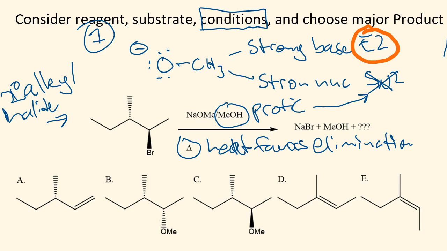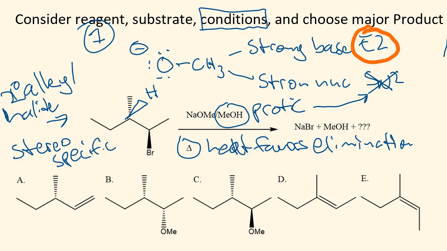Okay, another thing we need to consider now is regio and stereochemistry. Regiochemistry, our base, methoxide, is not sterically hindered, so it's going to give us the Zaitsev product, which means there's only one beta proton that we can eliminate, and that's here. Okay? And when you have only one beta proton, your reaction is going to be stereospecific.